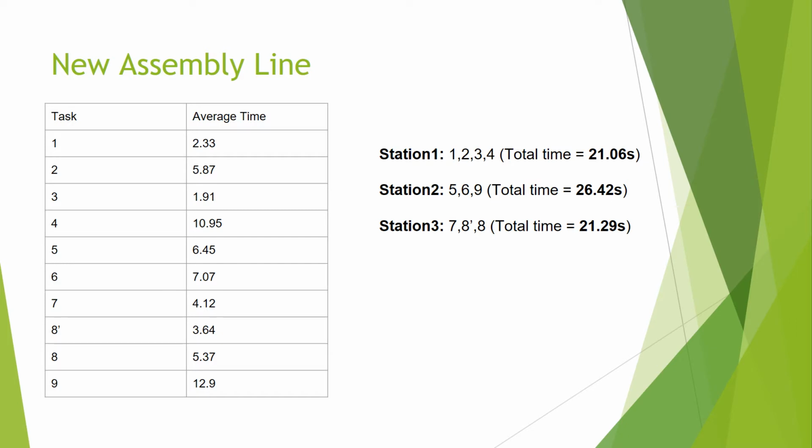So the new assembly line consists of 3 workstations. Our new bottleneck is 12.9 seconds, which is still a massive decrease. It's almost half. And the 3 workstations are all around the same time with idle time that could not be considered.